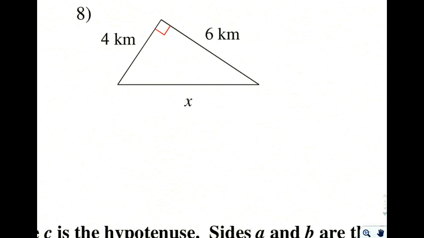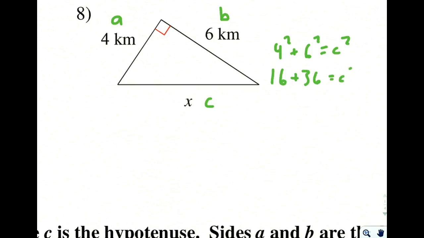we can do the same type of thing. So we have a squared, and we're going to make that a. We have plus b squared, and that'll be our b, equals c squared. So we have 4 squared plus 6 squared equals c squared. 4 squared is 16, 6 squared is 36. We add those together and we get 52.